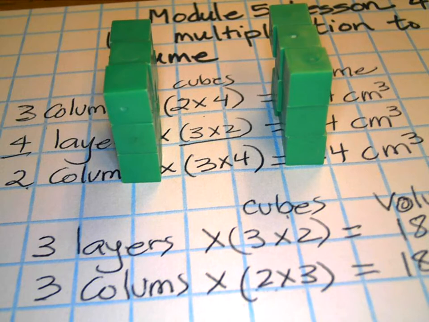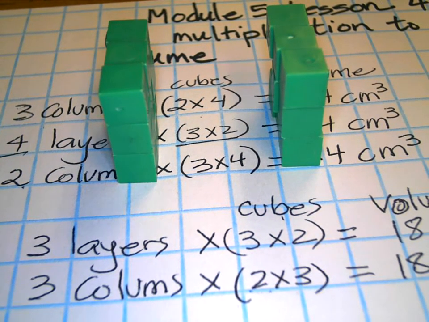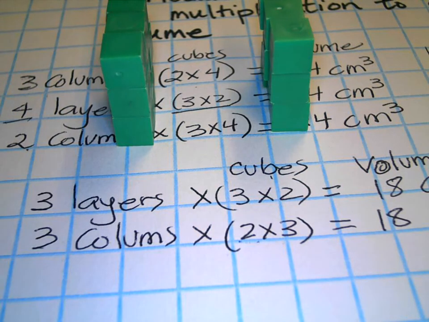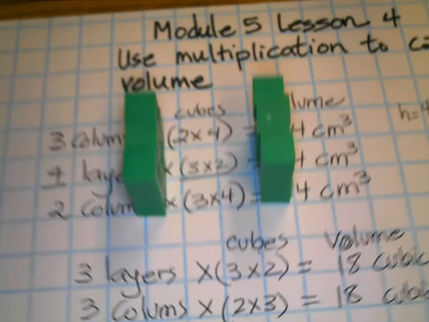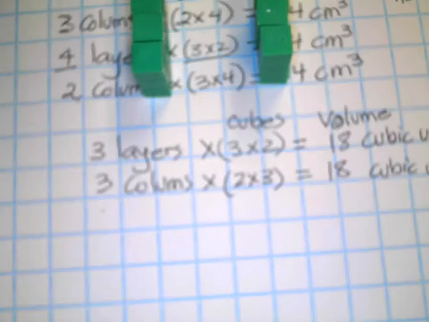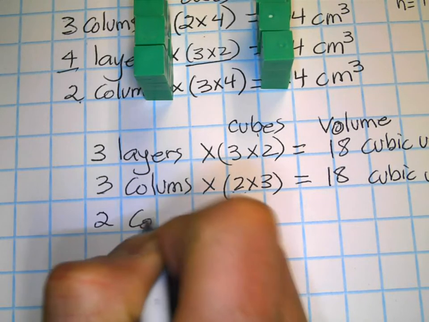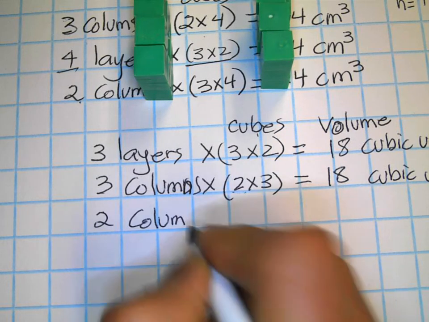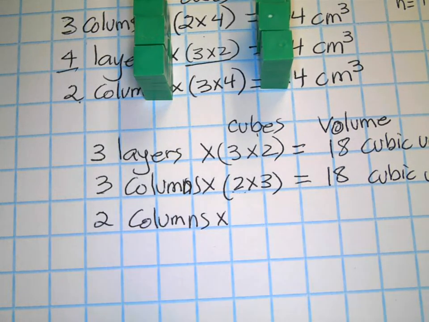Got it? So now we're going to write 2 columns. Let me see if I can get my hands. No, that's not going to be very good. So that is 2 columns. Let me get out of focus again. 2 columns. Oh, look at this. I need an S right here. 2 columns. It might be my accent.